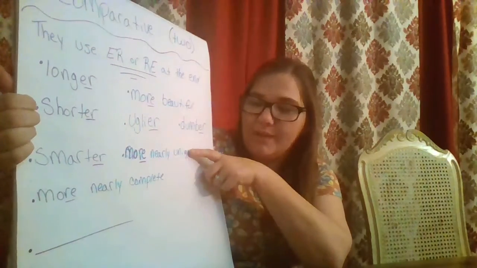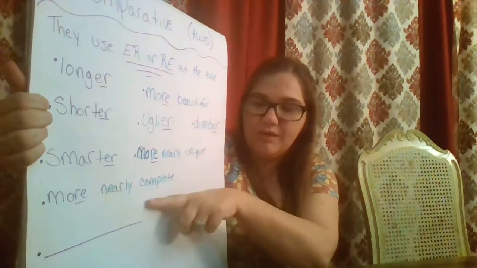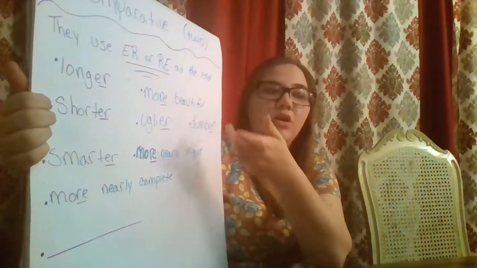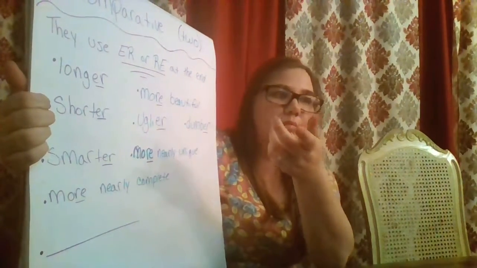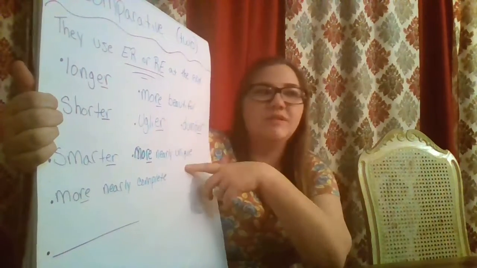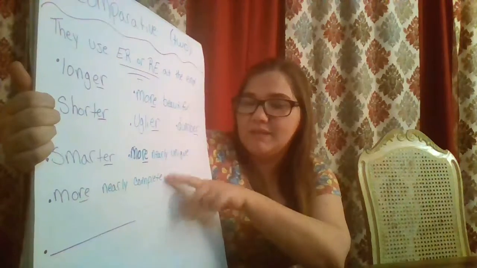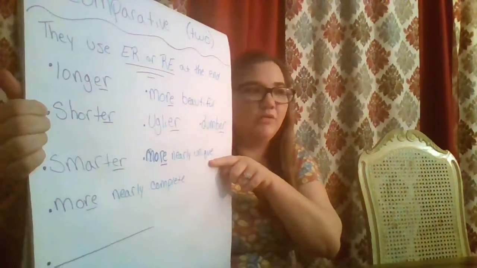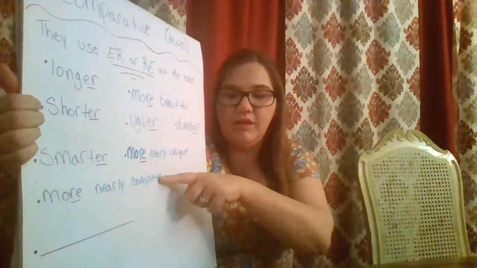And then when we get down to our absolute words, which remember they were unique and complete, you can't say uniquer or completer or more unique or more complete. Because when something is unique, it's just unique, or when something is complete, it's just complete. So instead, we'd say more nearly unique or more nearly complete.